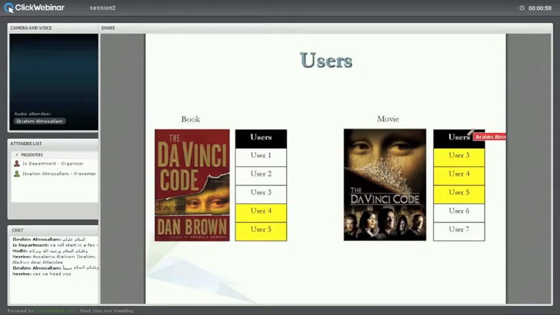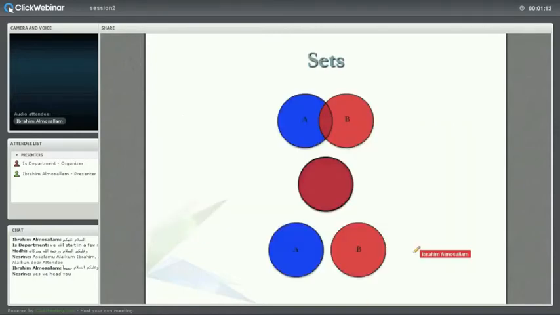Say, users number 3, 4, and 5 both saw the movie and bought the book. And if you have multiple items, now you can use set similarity measures to compare between them. So obviously, the larger the intersection, the closer the two items are.